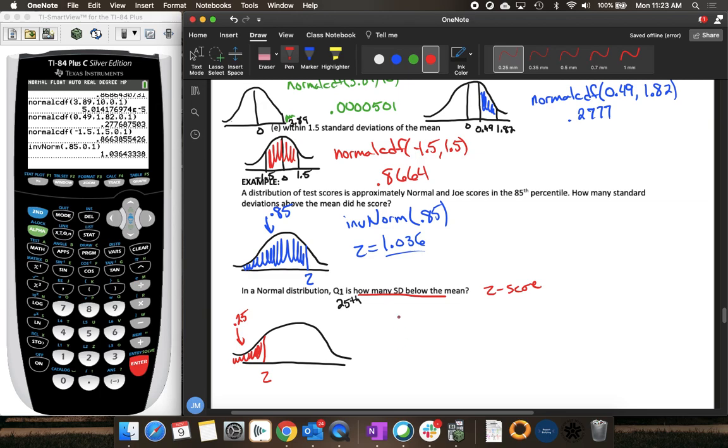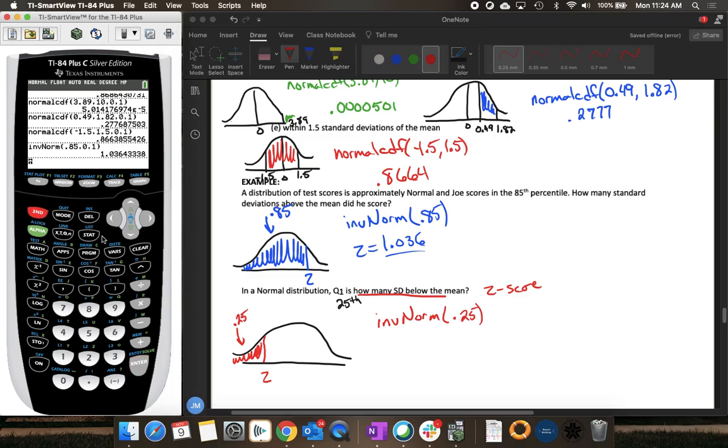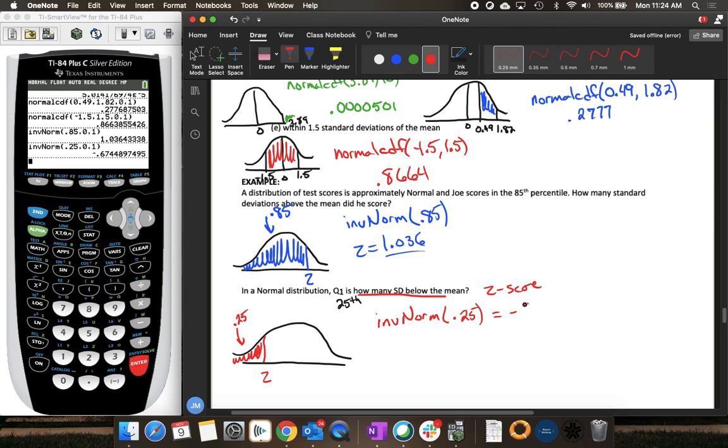So once again, just like in the previous part of this example, we're going to end up using inverse norm. For the area to the left, we know that that area is 0.25, and if you have to leave mean and standard deviation in there, just leave those as 0 and 1. All right, so we'll change 0.85 to 0.25. Everything else will stay the same. And that's going to be negative 0.6745. So a little bit less than 1 standard deviation below the mean.